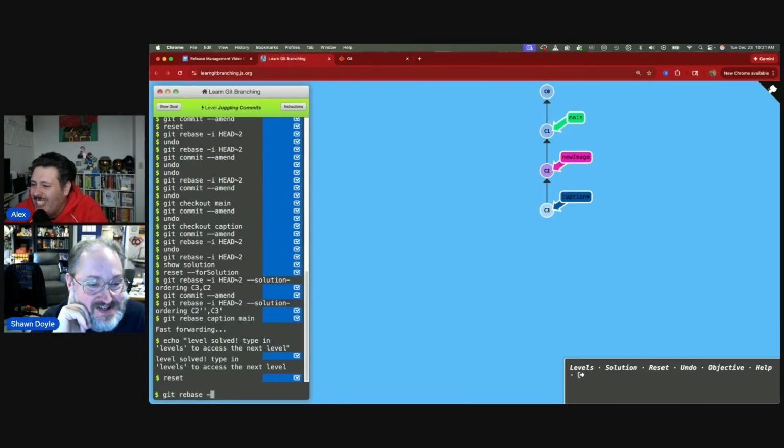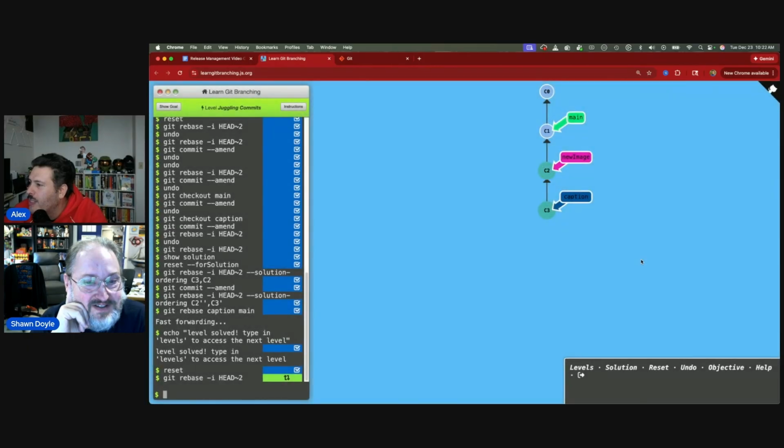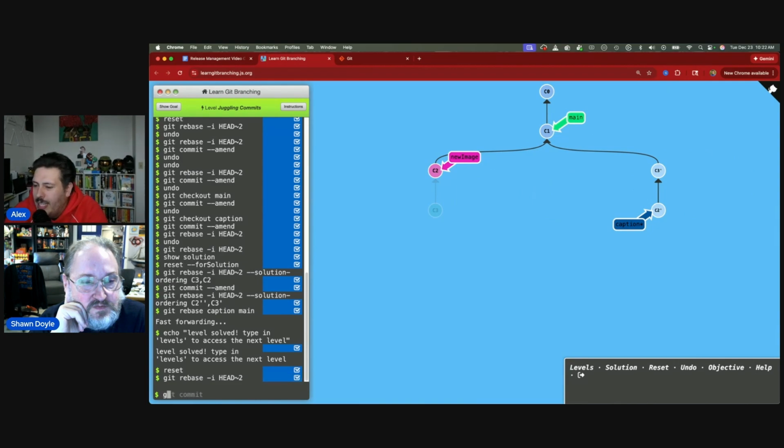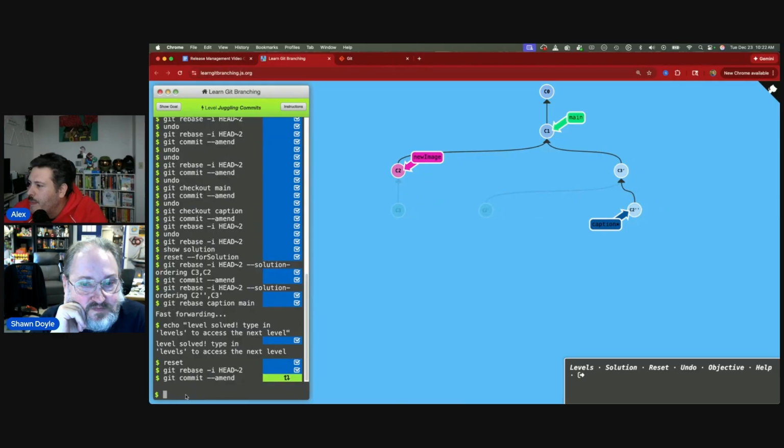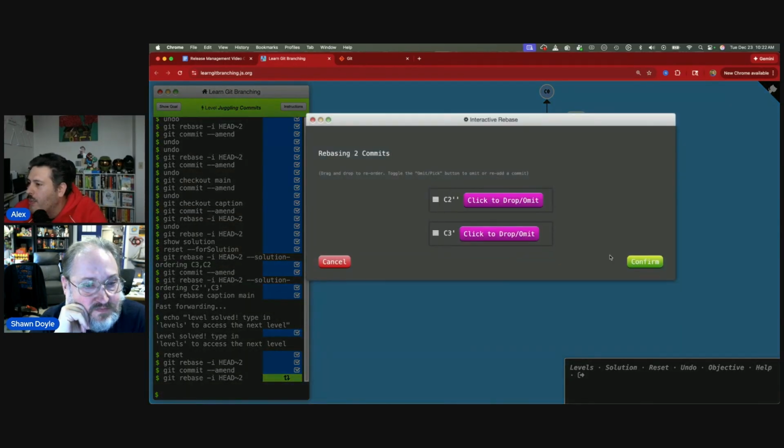Git rebase -i HEAD~2. Are we practicing? Yeah. And then we gotta put these in the right order, C3 and then C2. Yeah. And then we're gonna do a git commit --amend. And then we're gonna do a git rebase -i HEAD~2 again. And this time we're doing them in the right order again.